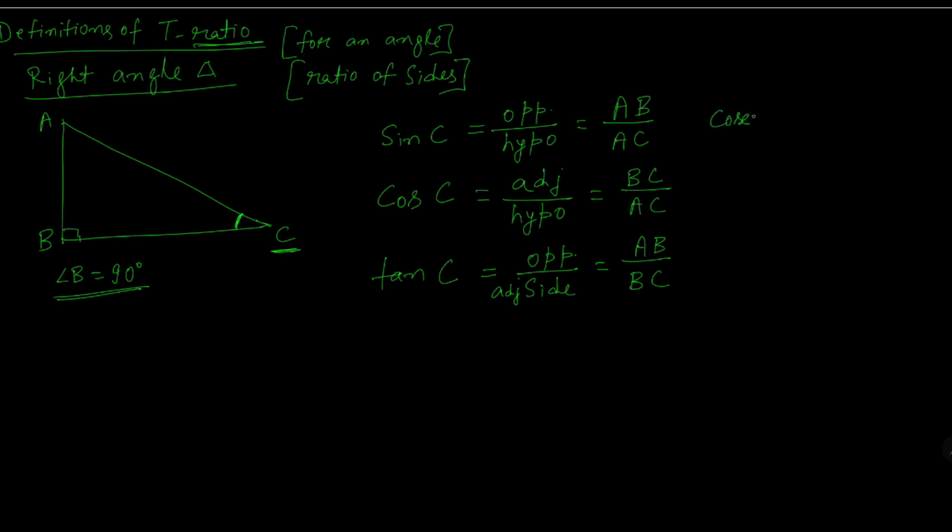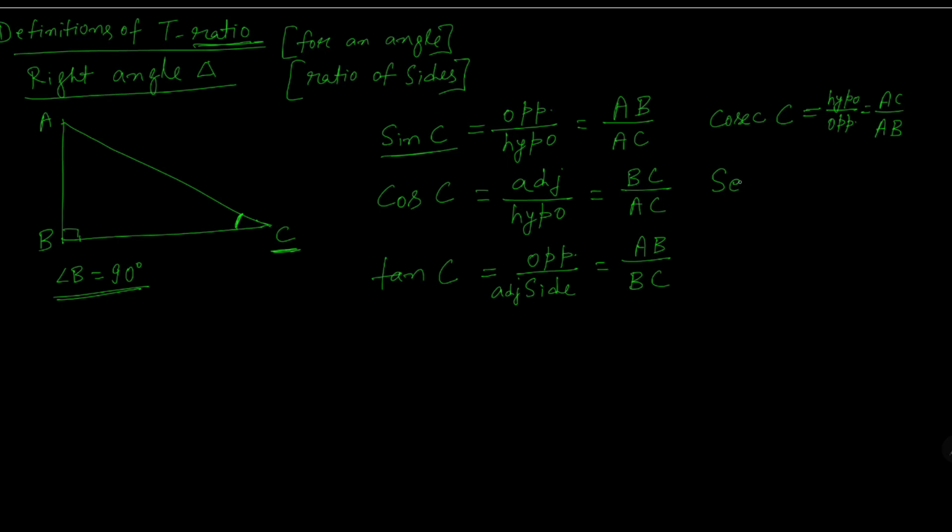Cosecant. In short, it is written as cosec. Cosec of C is the inverse of sine. So if sine C is opposite upon hypotenuse, cosec C will be hypotenuse upon opposite side. Hypotenuse here is AC upon opposite side AB. So always remember these trigonometric ratios are for specific angles.